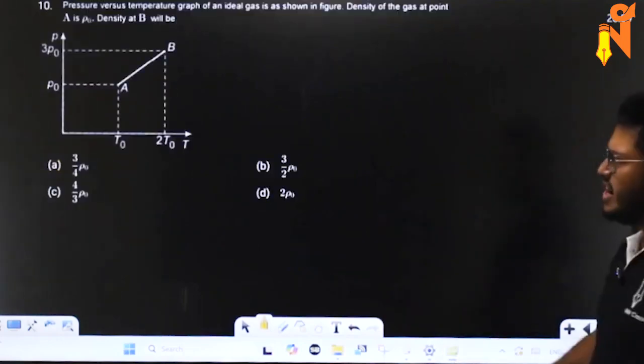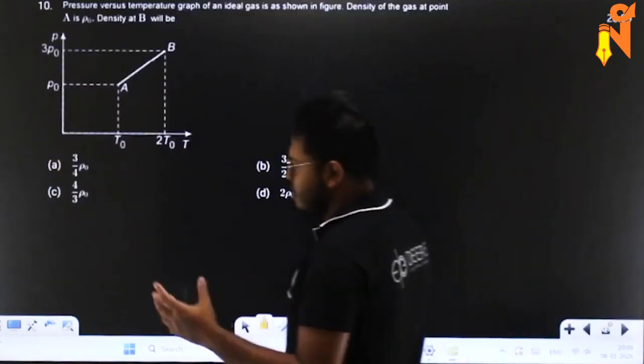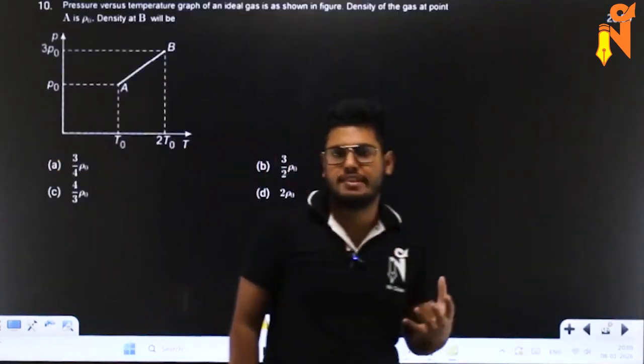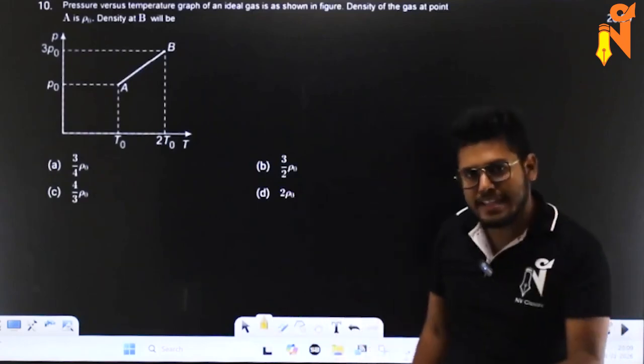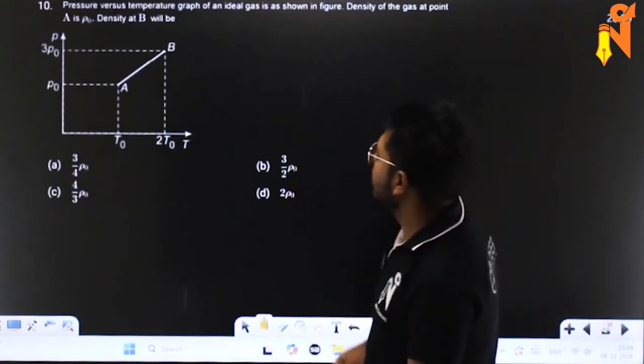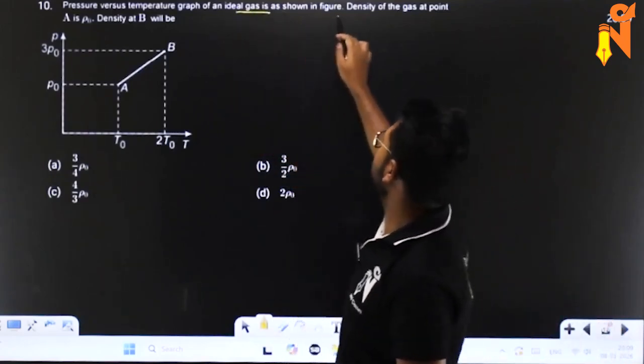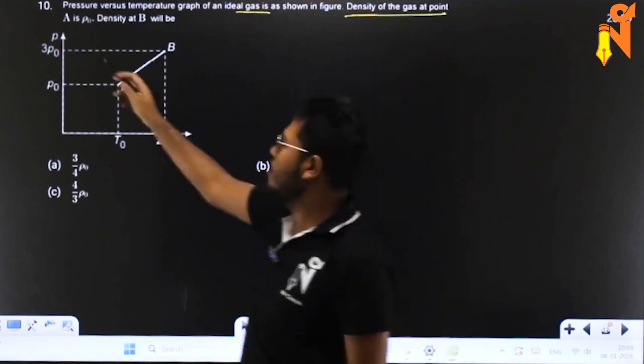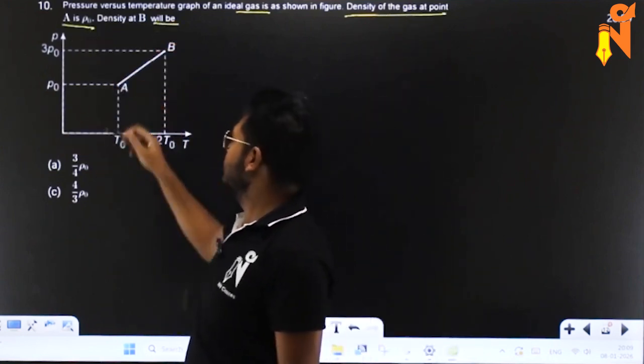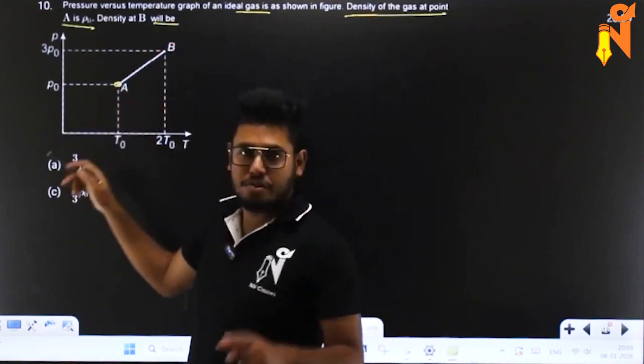Instead of wasting any time like this, I would seriously suggest that for any physical problem like this, if you know the theory, if you understand it, if you reason with that, just put it directly. Why bother? The pressure versus temperature graph of an ideal gas is shown in the figure. The density of the gas at point A is rho naught. Density at B will be? So here the density they have said is rho naught.